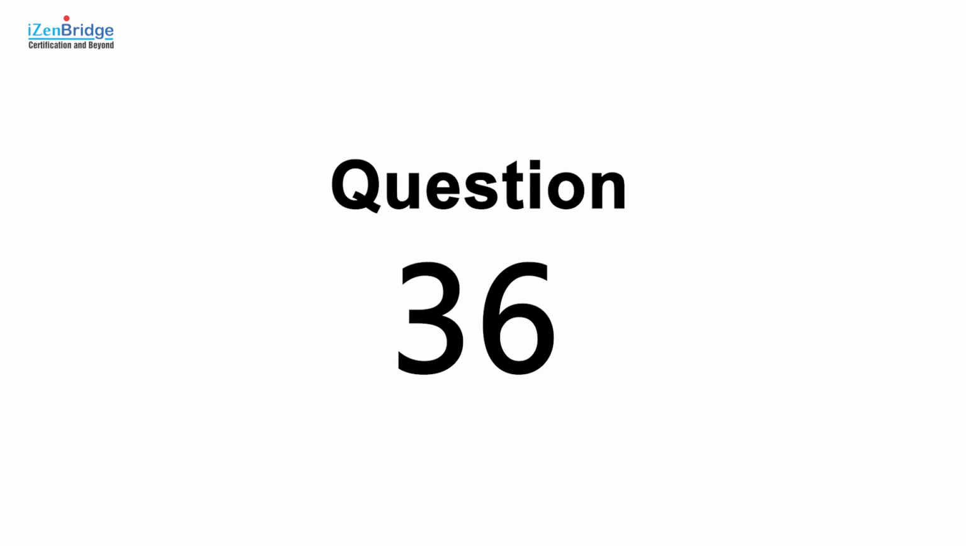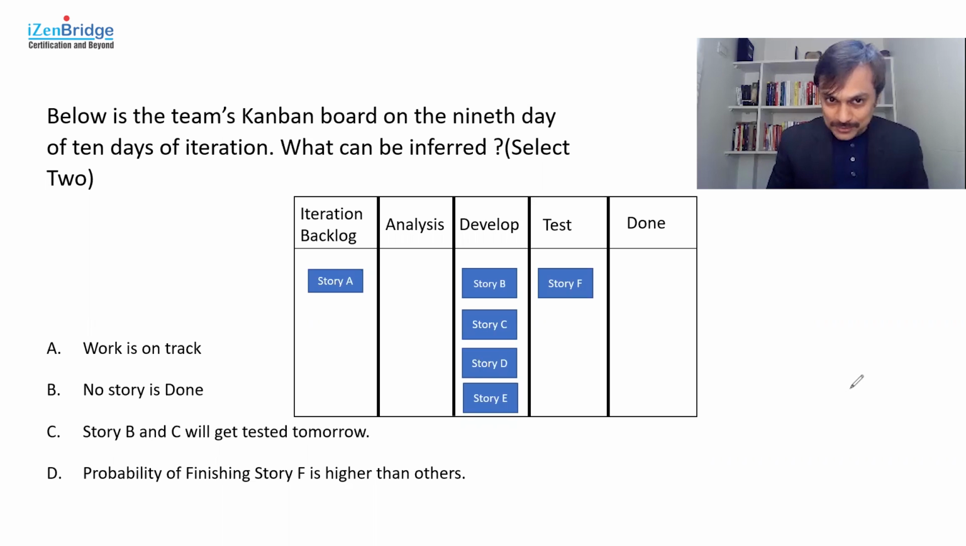Question 36. Below is the team's Kanban board on the 9th day of a 10-day iteration. So Scrum board, Kanban board, I would say iteration board because it's the 10th day of the iteration. So it's iterative scheduling. What can be inferred?